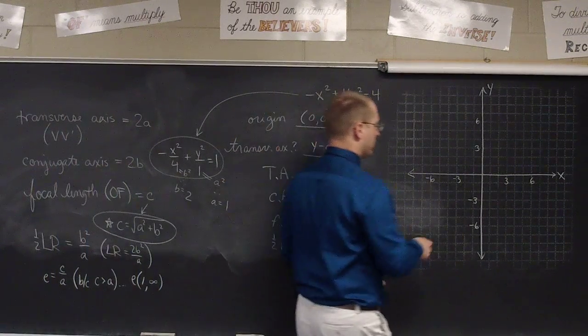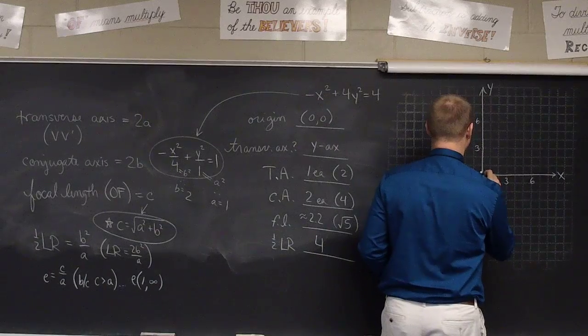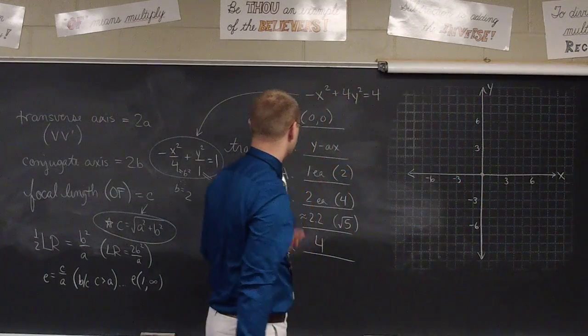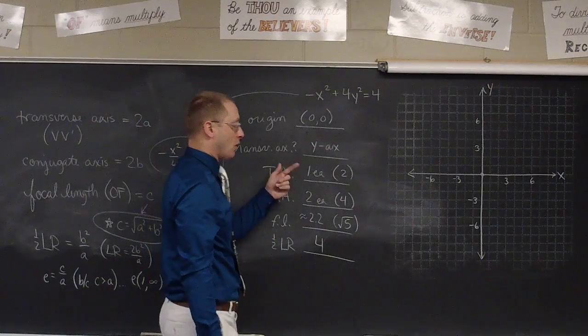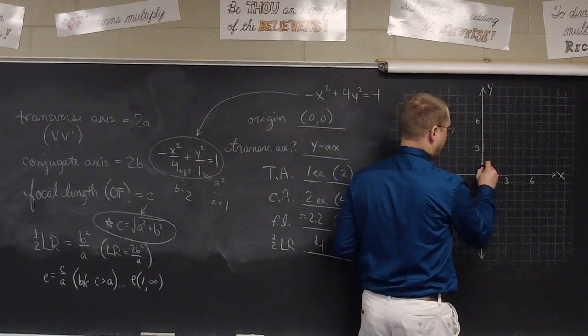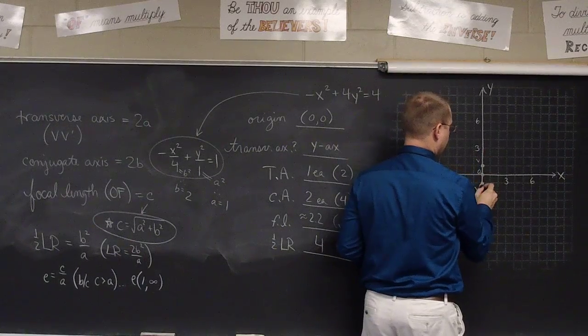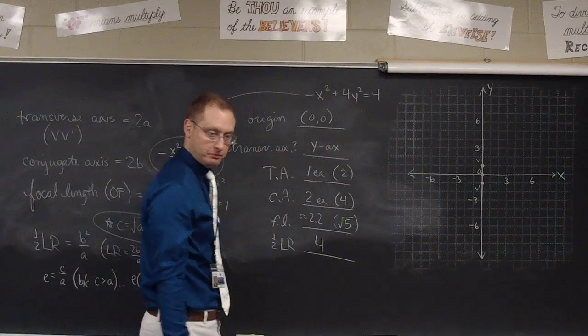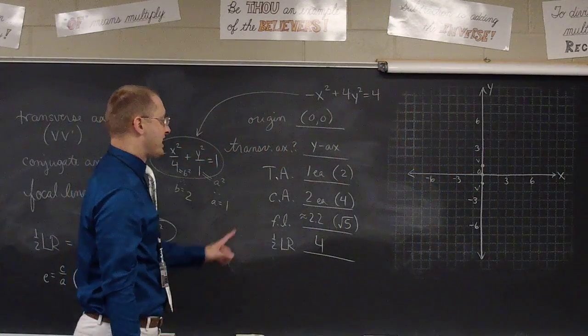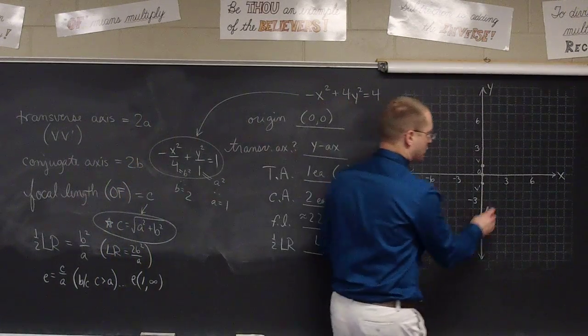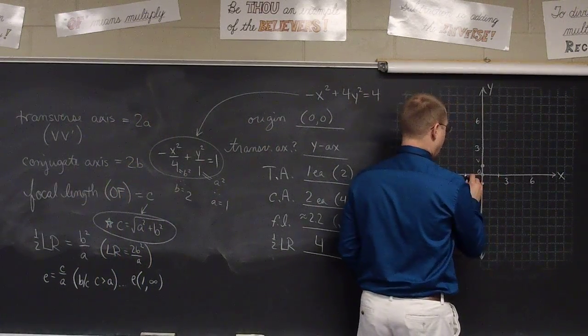We're going to mark our origin, of course, at 0, 0. And we know the transverse axis is this y-axis. On the transverse axis, we're going to go up 1, down 1. 1 in each direction. There's the origin, there's a vertex, there's a vertex. The conjugate axis, I will not mark with dots. I'll mark with little lines. I'm going to go outward 2 and outward 2.